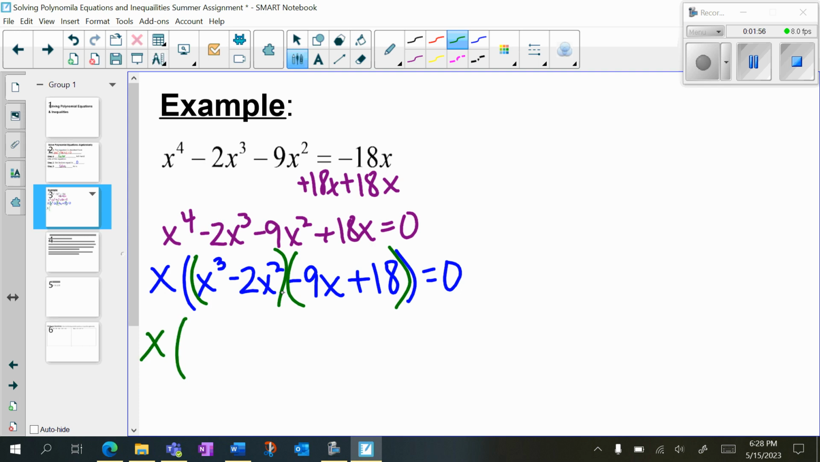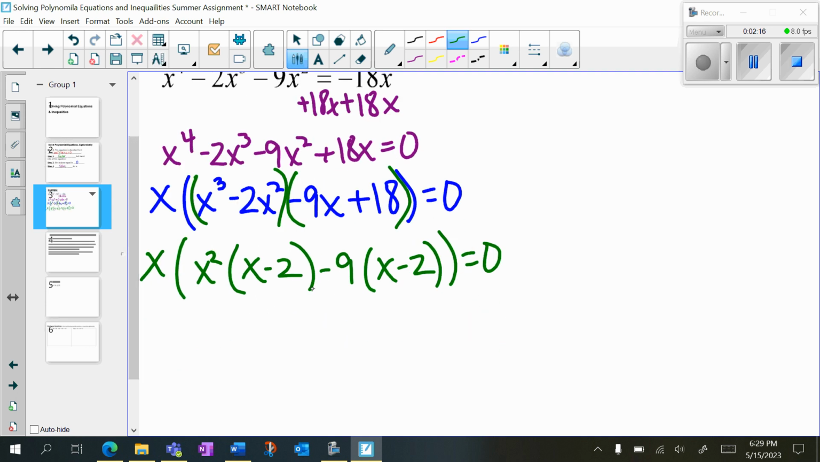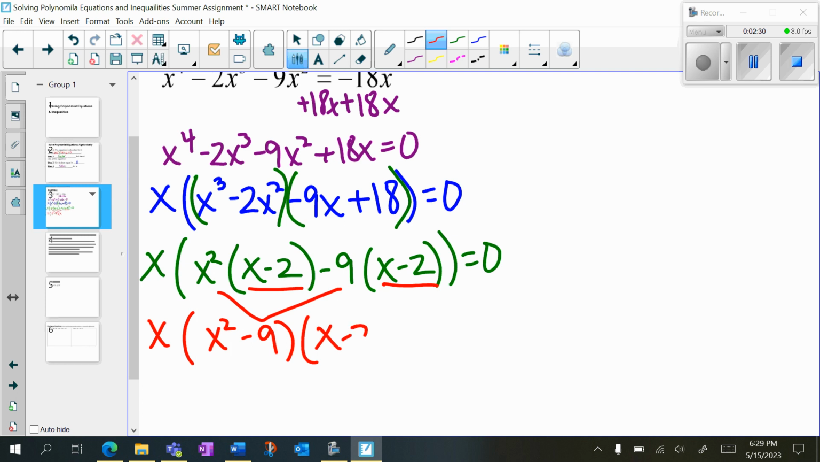I'm going to take the GCF out of my first 2 terms, which is x squared, open parentheses, x minus 2. Then the GCF of my next 2 terms, negative 9x plus 18, is negative 9, open up parentheses, x minus 2. Notice that inside my parentheses, the binomial has to match, which it does, x minus 2, x minus 2. So I'm going to bring down my original GCF of x, put together the x squared minus 9 times x minus 2 is equal to 0.